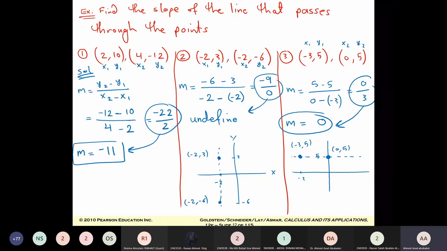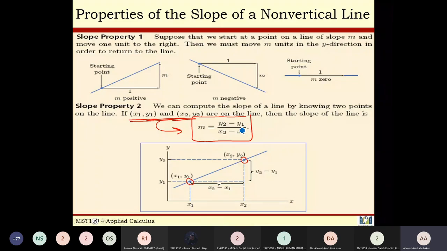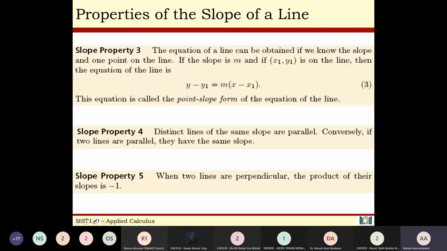Okay, the slope, we can find the slope by this formula, y2 minus y1 over x2 minus x1, as already mentioned. If we are given 2 points on the line, we can find the slope of the line. Now look at this. If given the slope and the point, this is given, we can use a formula to find the equation of the line.